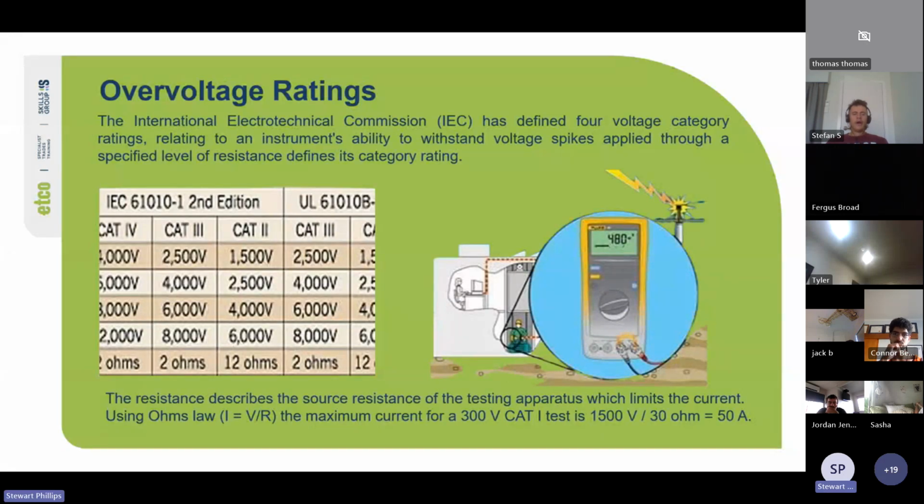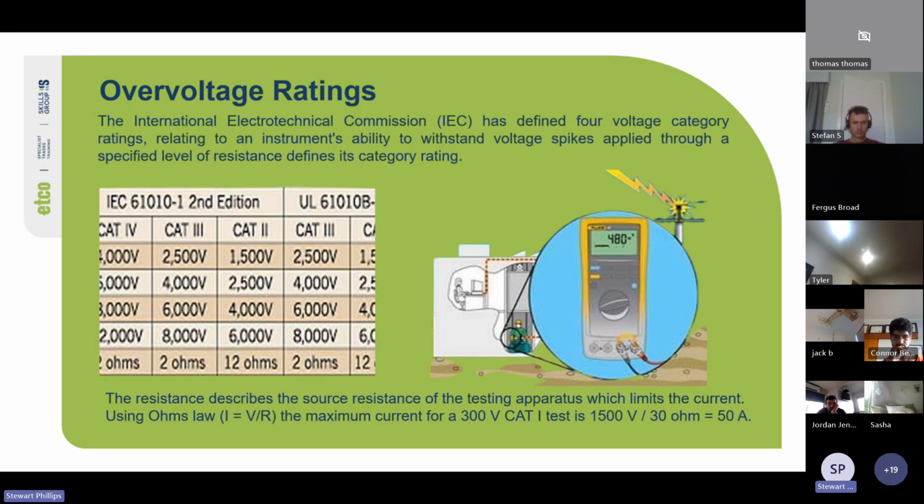Cool. So overvoltage rating. The International Electrotechnical Commission, or IEC, has defined 4 voltage category ratings relating to an instrument's ability to withstand voltage spikes applied through a specified level of resistance. It defines its category rating. So you've got Cat 4, Cat 3, Cat 2. There's no Cat 1. The resistance describes the source resistance of the testing apparatus, which limits the current using Ohm's law, I equals V over R. The maximum current of a 300 volt Cat 1 test is 1500 volts divided by 30 ohms, which equals 50 amps.